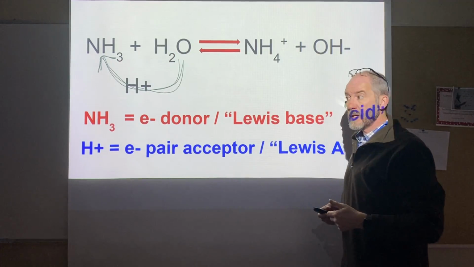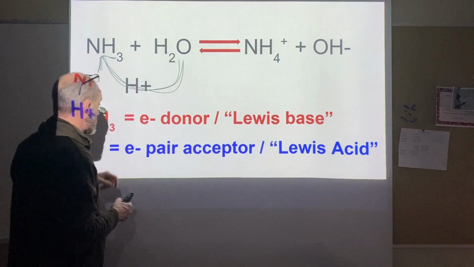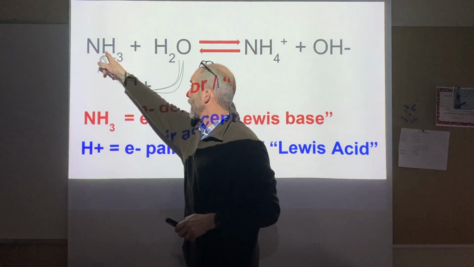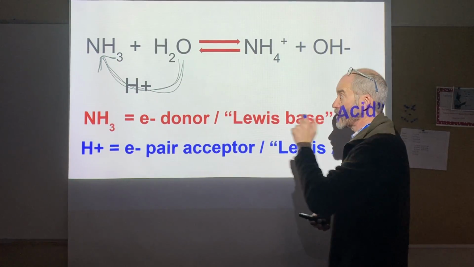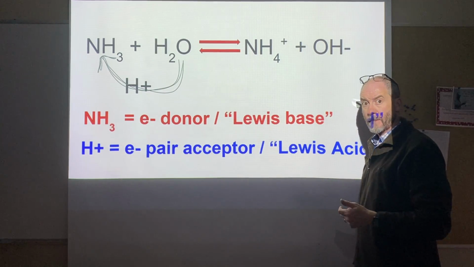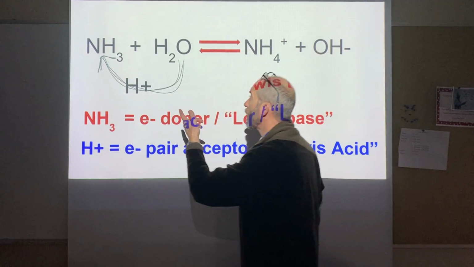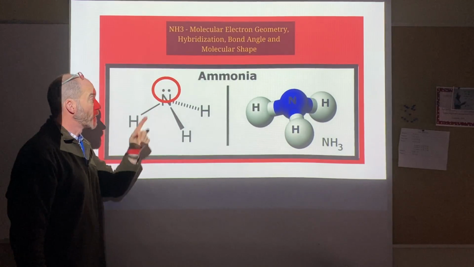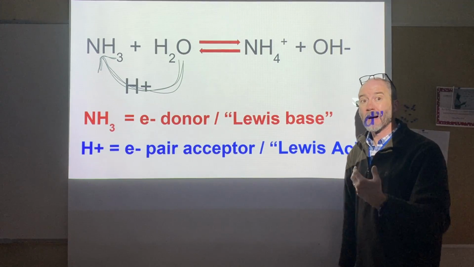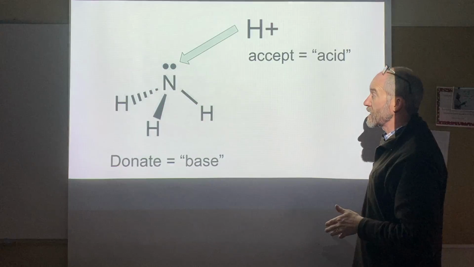Water is going to be the item that is going to donate, okay, this H+. So H+ is going to accept that pair of electrons. Remember, H+ is coming to the party. It's coming to the party with no electrons of its own, okay? So think about this. Now we have one that is acting as a donor, and we have one that is acting as an acceptor, and by definition, that gives us our Lewis acid and base.